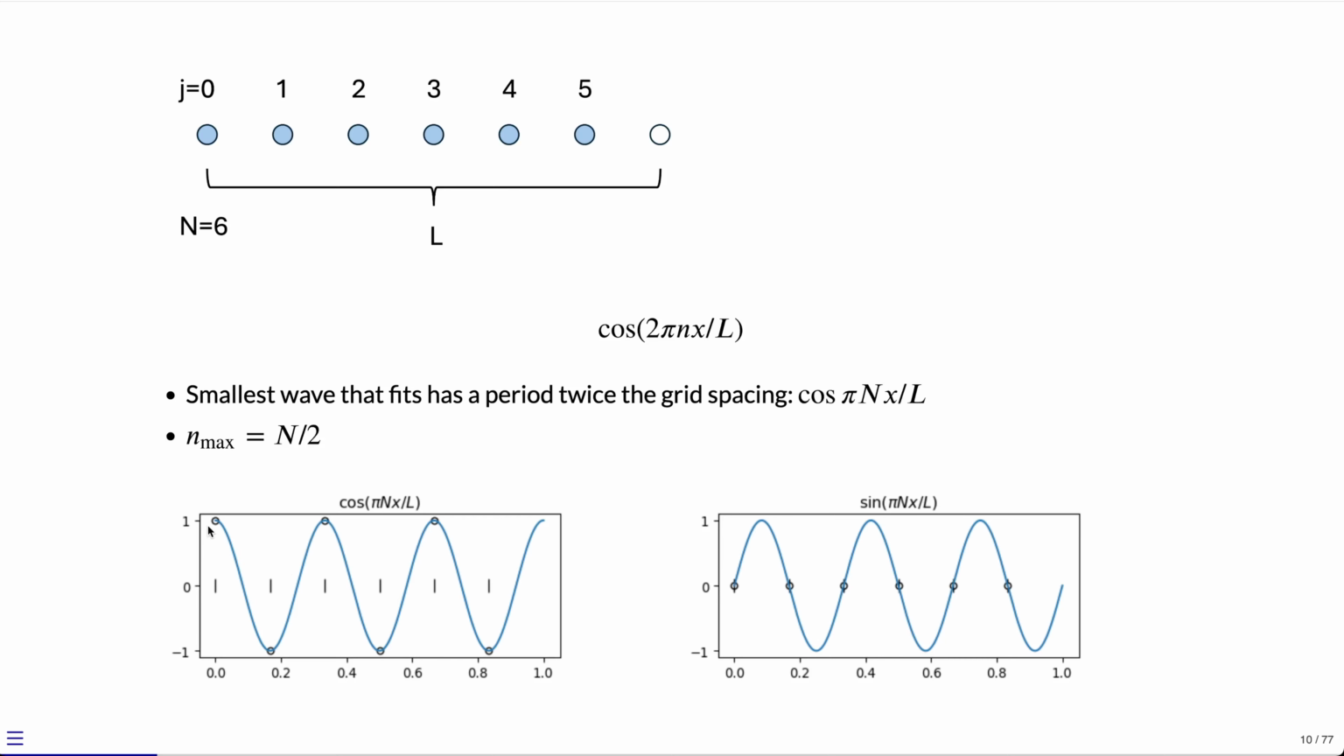As we go from 1 to minus 1, etc., on subsequent points. So we call this the Nyquist limit, and the maximum n_max is equal to big N over 2. And when we insert that in here, we get cosine(πnx/L)... And that's basically plotted here for big N is 6. We've also plotted the same thing for sine.